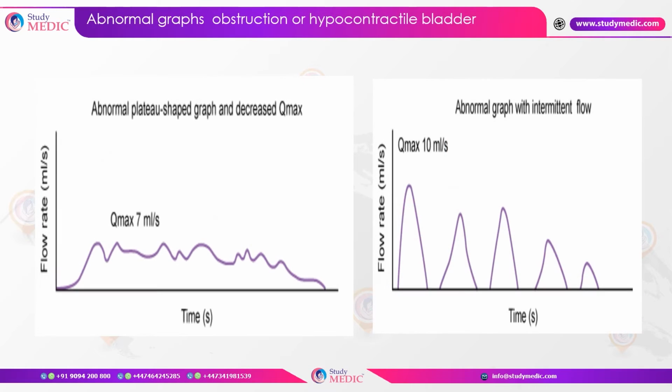So what would an abnormal graph look like? Here you can see that Qmax is significantly reduced. It is 7 mL per second, and the voiding time is also increased. So this could happen either with obstruction or it could be due to a hypocontractile bladder. In this graph you can see that flow is intermittent. This is classically seen with obstruction.